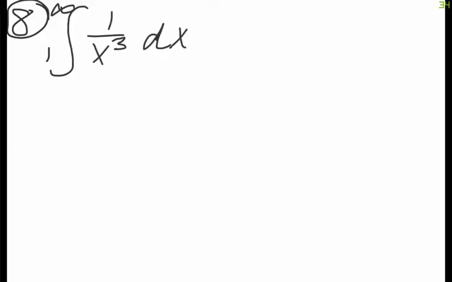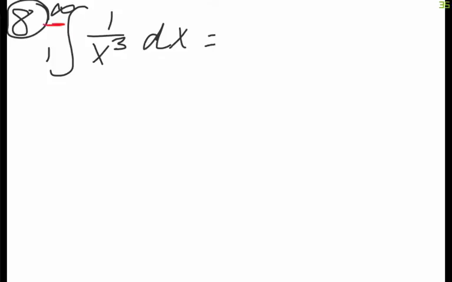Okay, so number 8, we have the integral from 1 to infinity of 1 over x cubed. Now that's something we know how to work with, right? This is not, that's why I chose this one to show the material. See that infinity on the top? That's where we need to do some work.